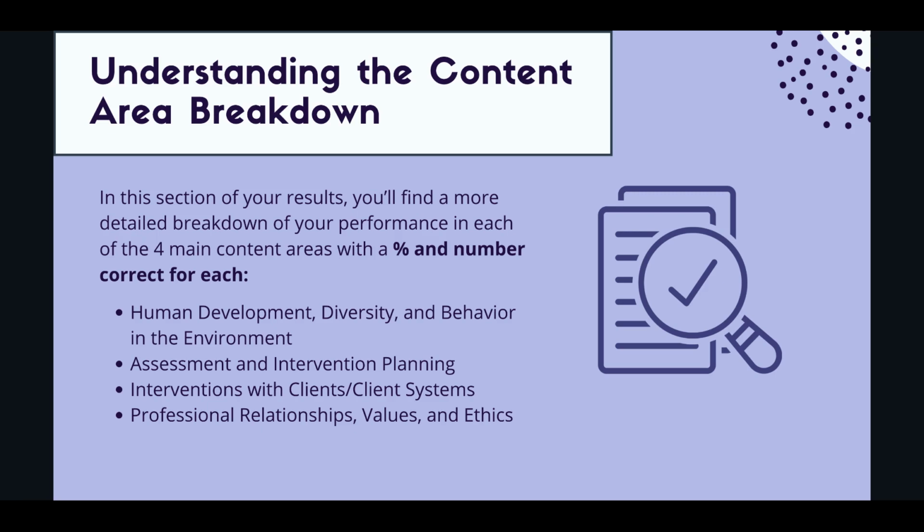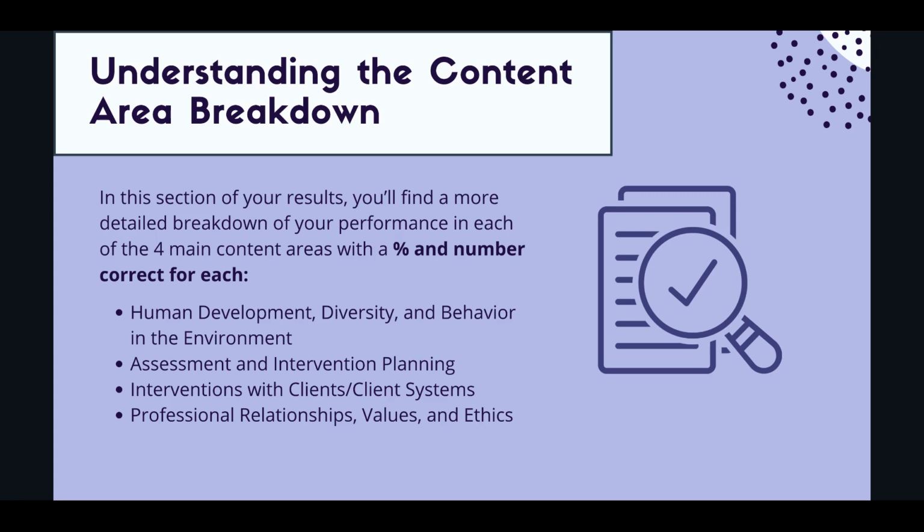And what's great is you're going to get a percent correct for each of those 4 areas and a number correct. So you're going to be able to see, let's say in the human development, diversity, and behavior in the environment section, maybe I only got 50% correct. Maybe I only got 25 out of 50 correct. That would be a very strong indication I need to focus on that area in my next review session, ahead of taking the exam again.